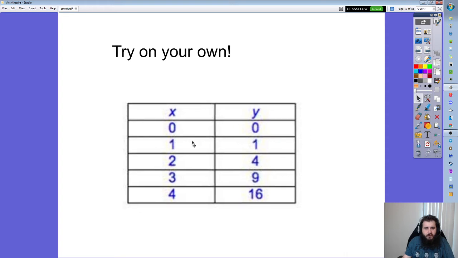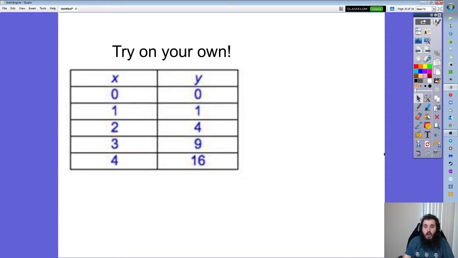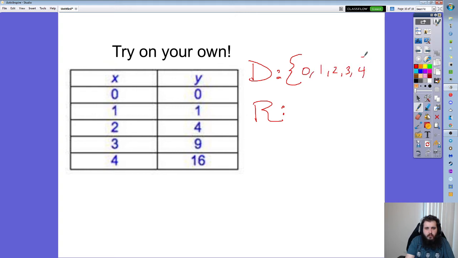Here, the only difference is that now the XY table is vertical instead of horizontal, and that's okay. So go ahead and list them out. Domain, range. 0, 1, 2, 3, and 4 are our x values. Our y values are 0, 1, 4, 9, and 16.